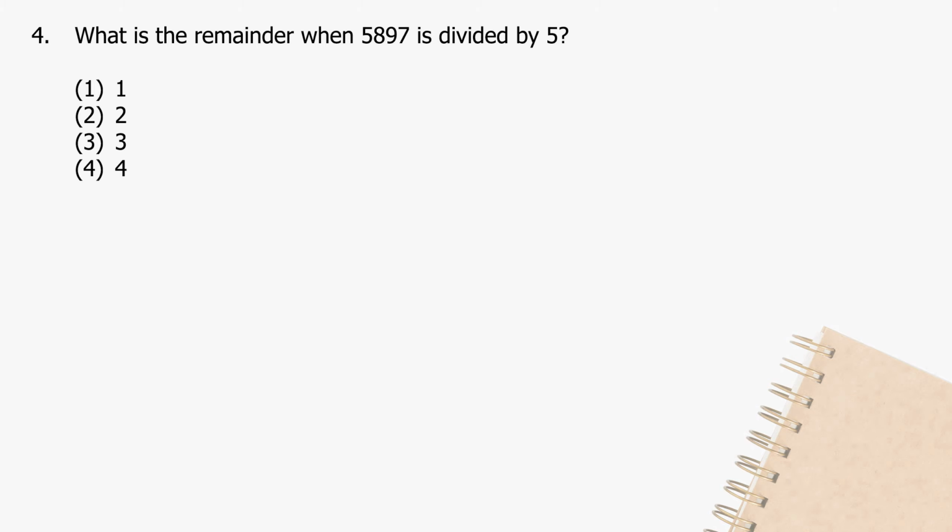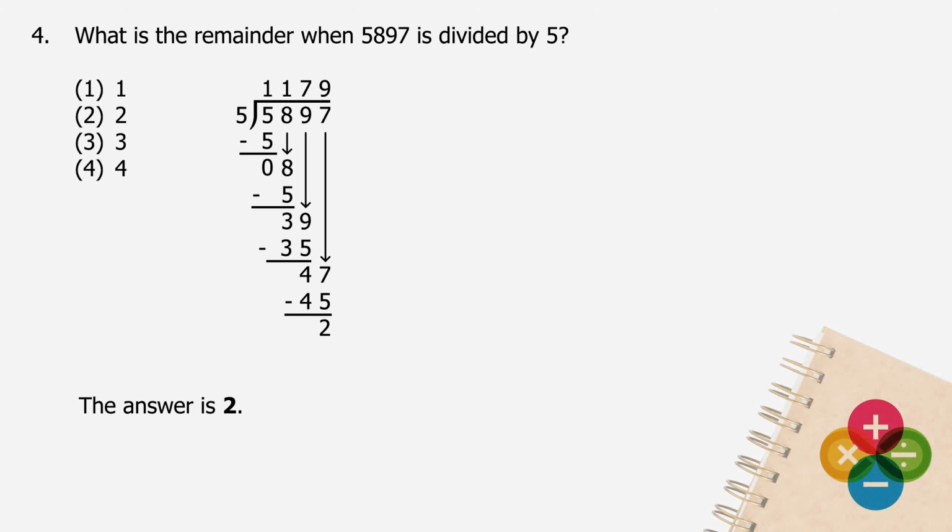Question 4. What is the remainder when 5,897 is divided by 5? The remainder when 5,897 is divided by 5 is 2. The answer is 2.